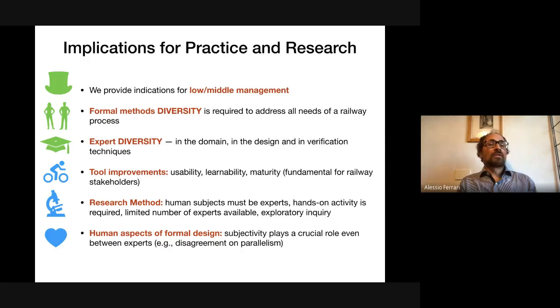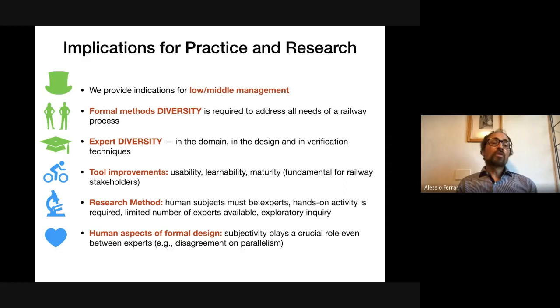Concerning research, since most of these tools are coming originally from research, what we found is that the main pain points of the tools are related to usability, learnability, and maturity. And these are also the characteristics that, according to the other survey that we performed with practitioners, are the ones that are considered most relevant by practitioners themselves in the railway domain.